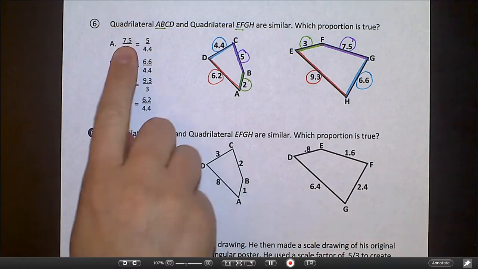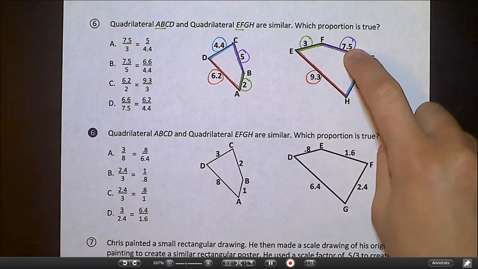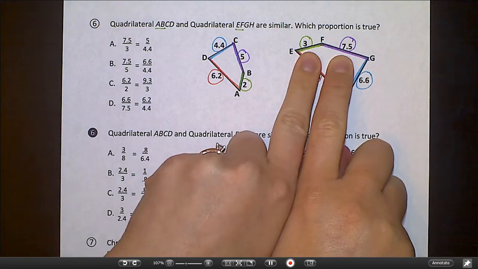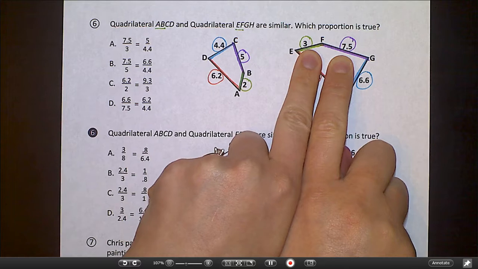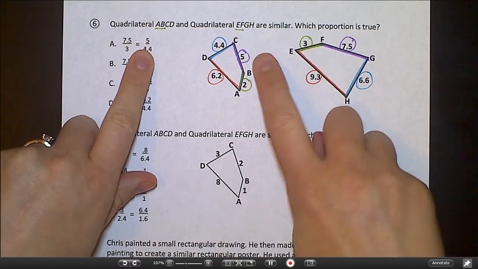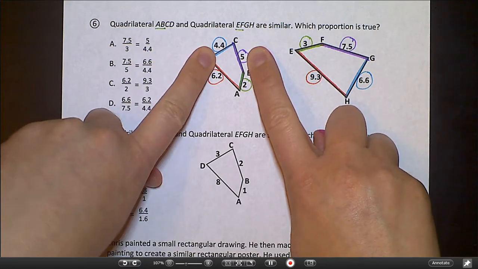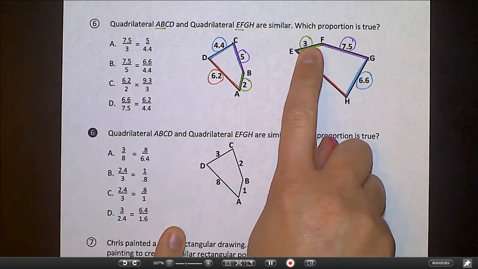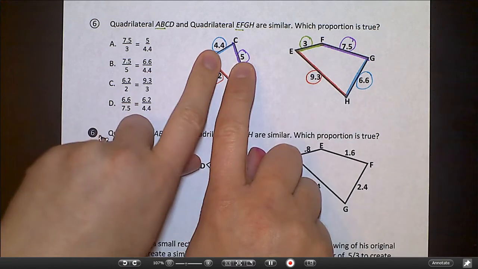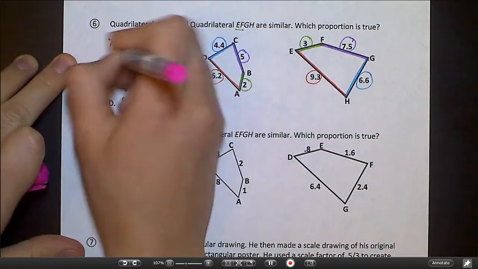So I have 7.5 over 3. Well, 7.5 and 3, so that means that the other side of my proportion has to be purple over green also. So 5, that's purple, over 4.4. Well, that's purple over blue. I can't do purple over green and then purple over blue. That does not work. We have to get rid of that one. So bye-bye.